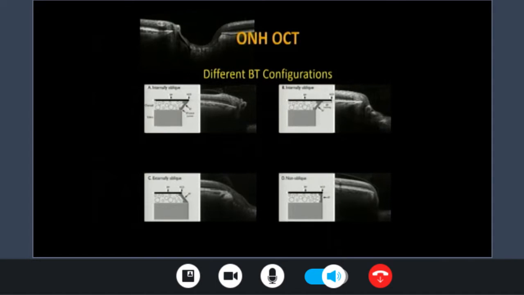We have an internal oblique border tissue, and that's the appearance of the internal oblique border tissue. Looking at the optic nerve head, the border tissue goes internal. We have an internal oblique border tissue with Bruch's membrane overhang, and that's the extension of the invisible Bruch's membrane that we see. We have an externally oblique border tissue, and this is common in patients who are highly myopic, and we have non-oblique border tissue.